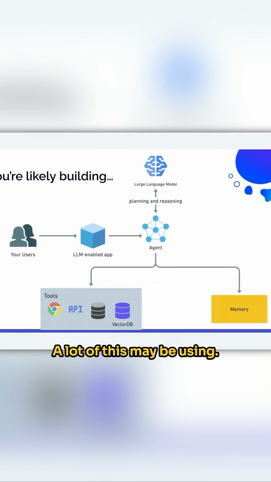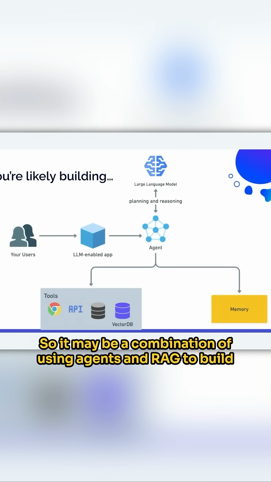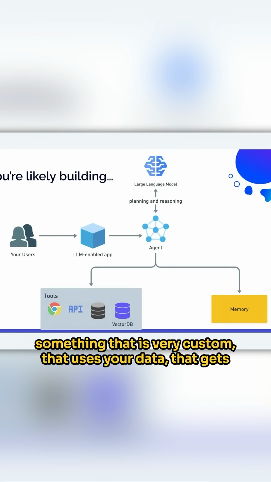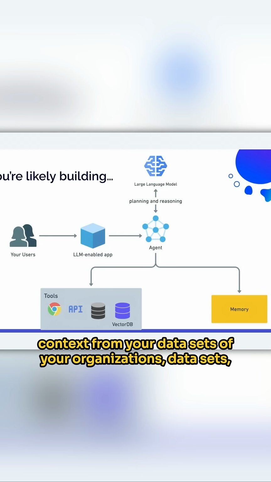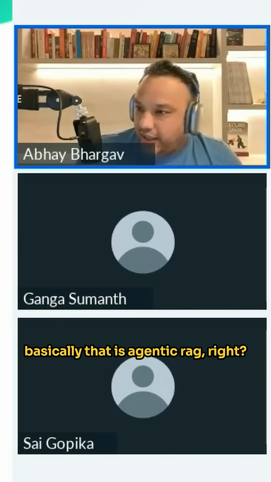Or you might also be building an agentic RAG application. A lot of this may be using agents, but also using your RAG. So it may be a combination of using agents and RAG to build something that is very custom, that uses your data, that gets context from your data sets or your organization's data sets, and is able to call functions and call tools and so on and so forth. Basically, that is agentic RAG, right?